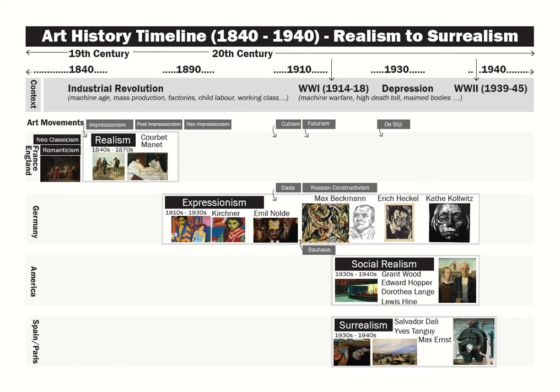This timeline covers about 100 years from 1840 till 1940 and also shows us what is happening in society at the time, namely the Industrial Revolution, World War I, Depression, and World War II.